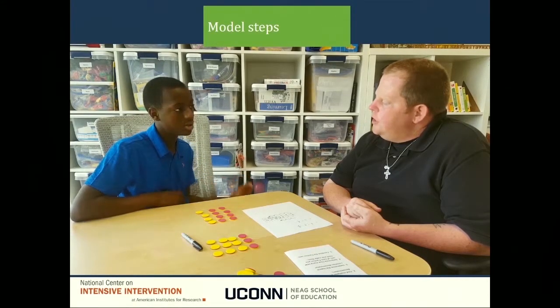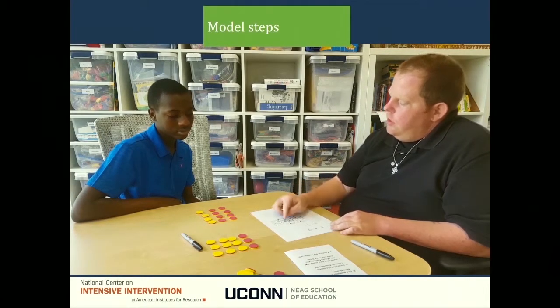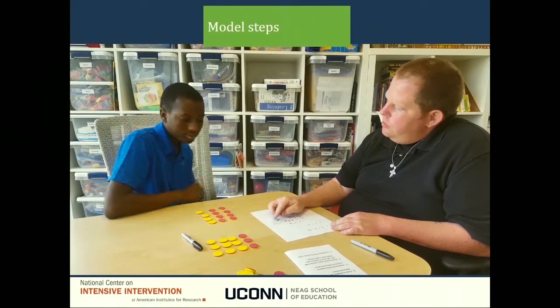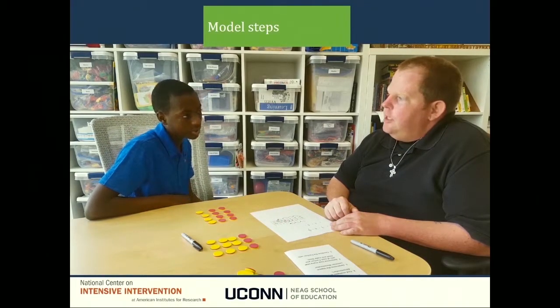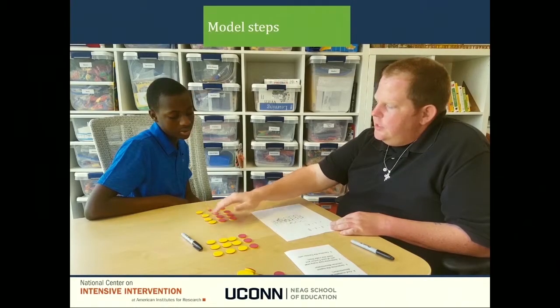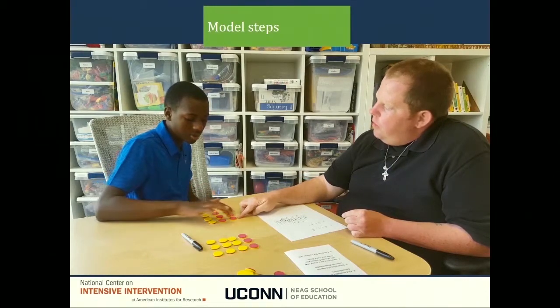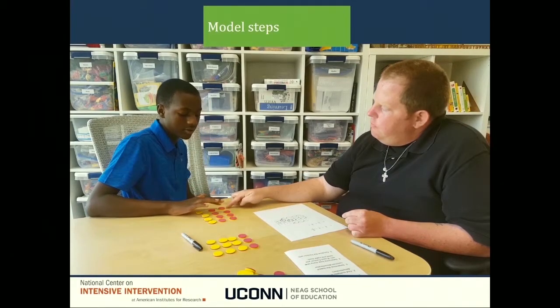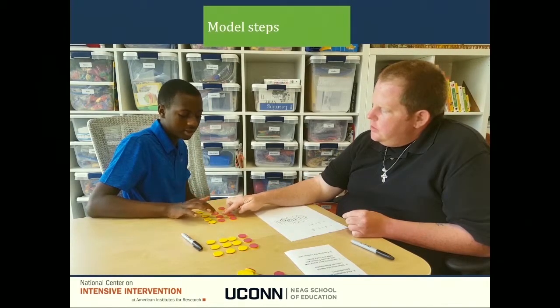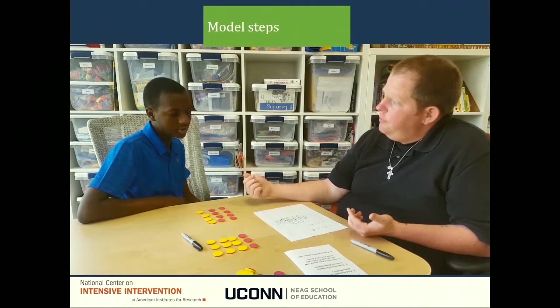So do we have four sets for 2/3? Yes. Good job. The numbers that we circled represent our new denominator, okay? So in each of these, we need to see if there are 12 total pieces now. So let's count together. One, two, three, four, five, six, seven, eight, nine, ten, eleven, twelve. Are there 12 there? Yeah.